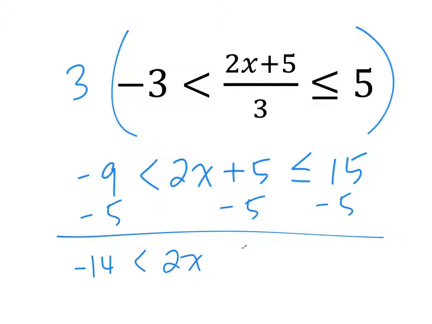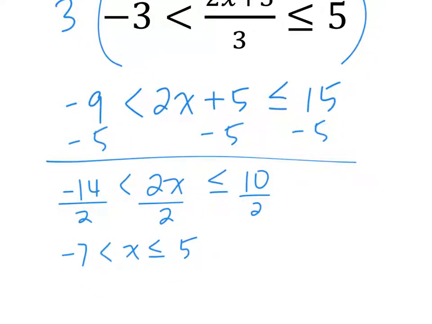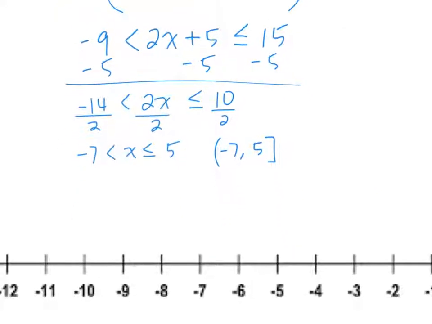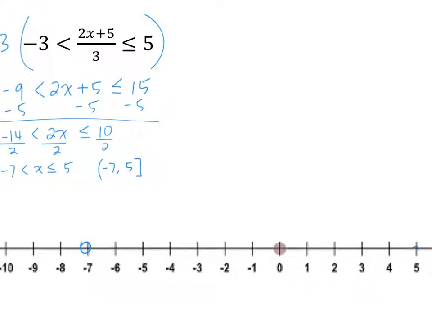Okay, so I think a lot of you have already solved it, so I'm gonna just help you solve it together. So -7 less than x less than or equal to 5. Okay, that means parentheses, -7, 5, bracket. Okay, so -7 open circle, and then 5 has a closed circle, and then everything in between.